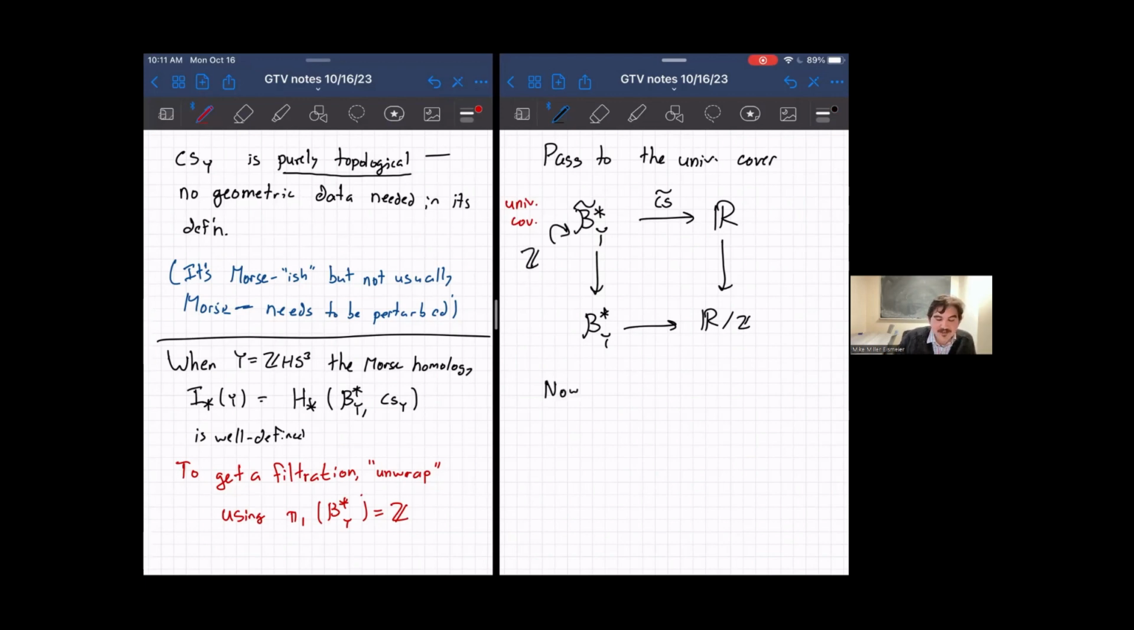Now there's a Z action on that universal cover. And this Chern-Simons function is appropriately periodic. If I write X for a generator of that fundamental group Z, then the lifted Chern-Simons moves up by 1 as I translate in the universal cover.